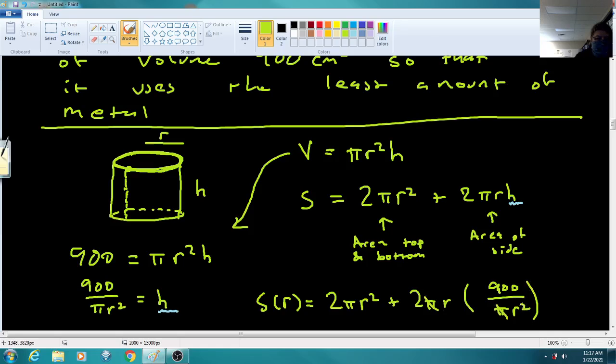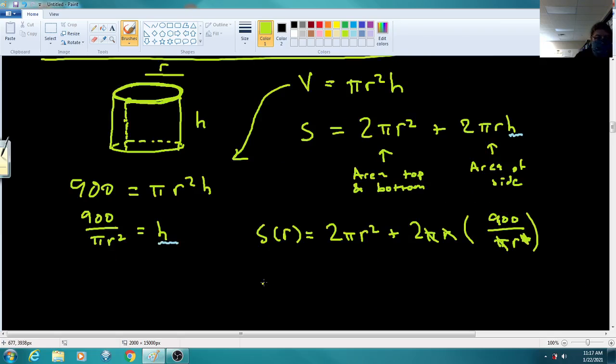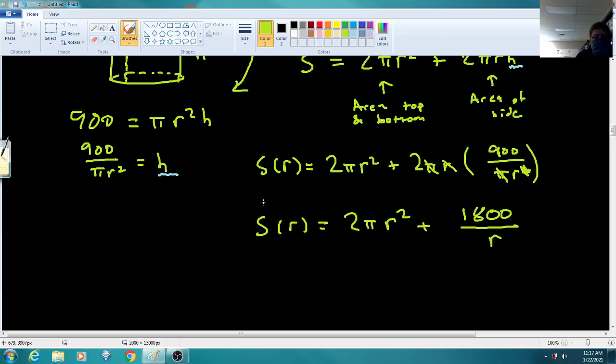The pi's can cancel, and one of the r's will cancel. So we'll be left with our surface area equation in terms of the radius: 2 pi r squared plus 2 times 900 is 1800, all that over r. So this is the equation right here. This is our surface area equation that we want to work with.